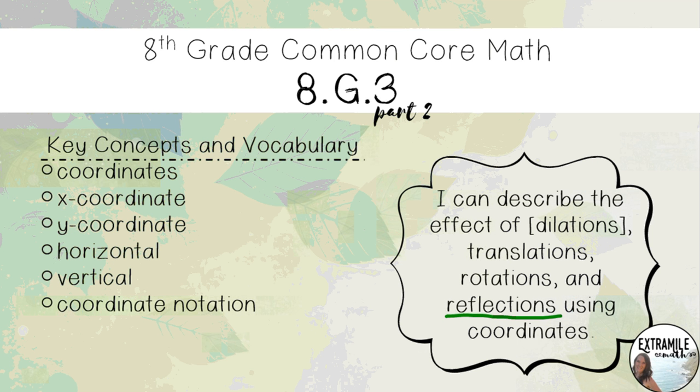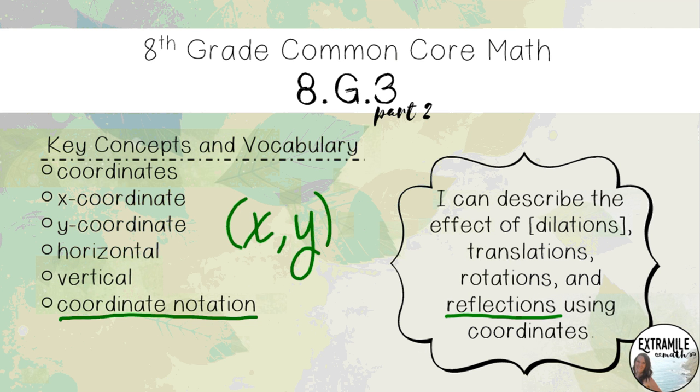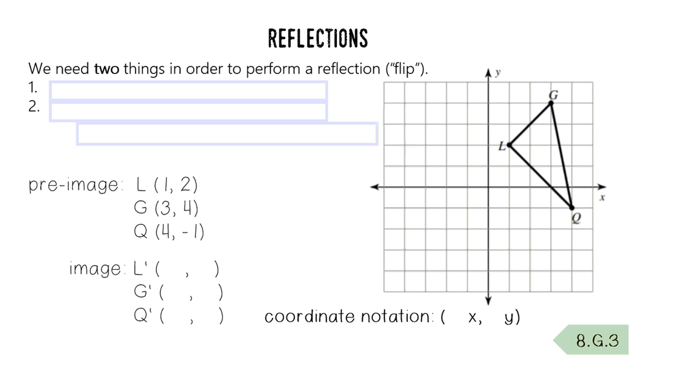Our main focus here is looking at what happens to our coordinates when we do a reflection. So how does our x coordinate change? How does our y coordinate change? Now, in order to do a reflection, we need two pieces of information. The first thing that we need is the same thing that we needed in the first part when we did a translation. We need a pre-image. We need a shape that we are going to reflect.